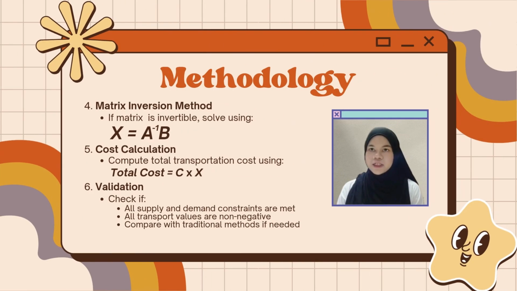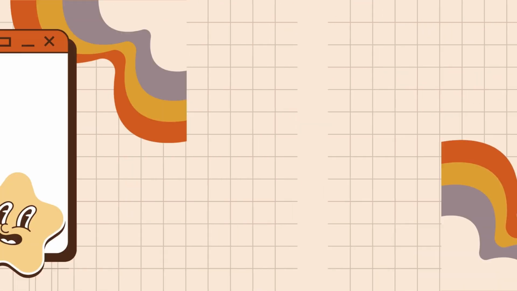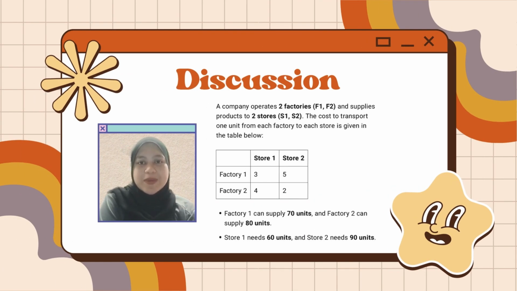4. Matrix inversion method. If the matrix is invertible, solve using X equals A inverse B. 5. Cost calculation. Compute total transportation cost using total cost equals C multiply S. 6. Validation. Check if all supply and demand constraints are met, all transport values are non-negative, and compare with traditional methods if needed. Now, let's move to the discussion part.